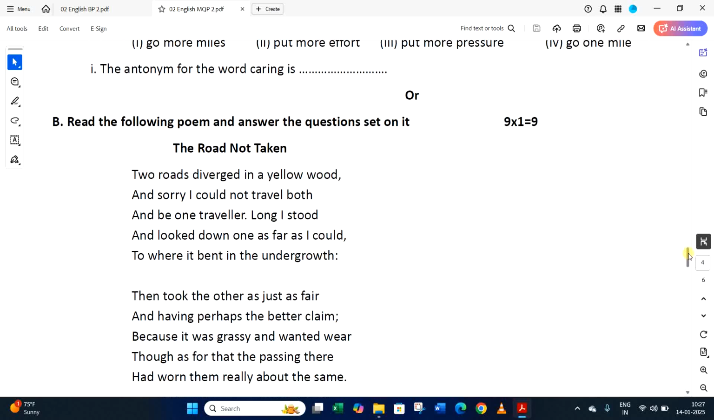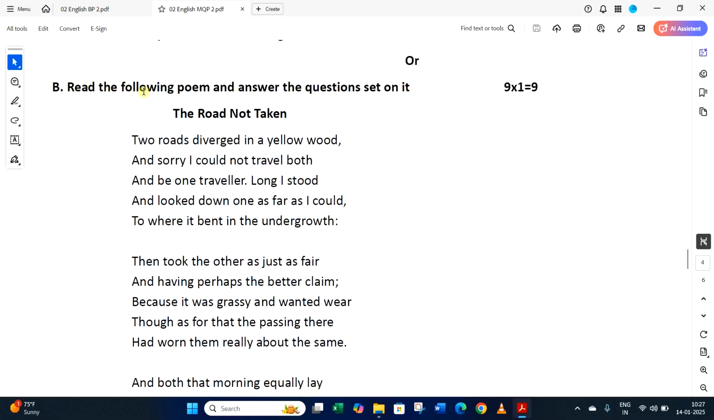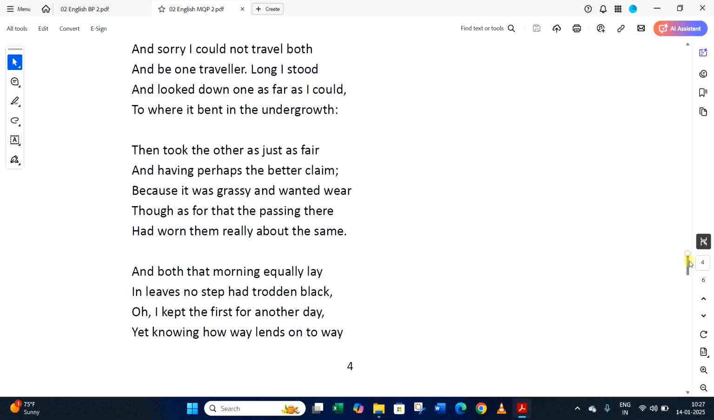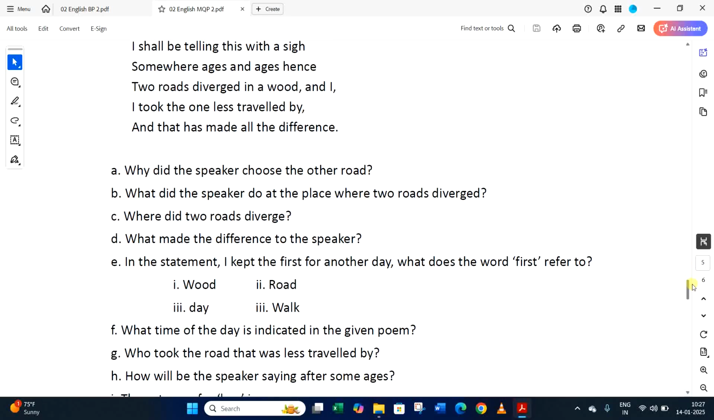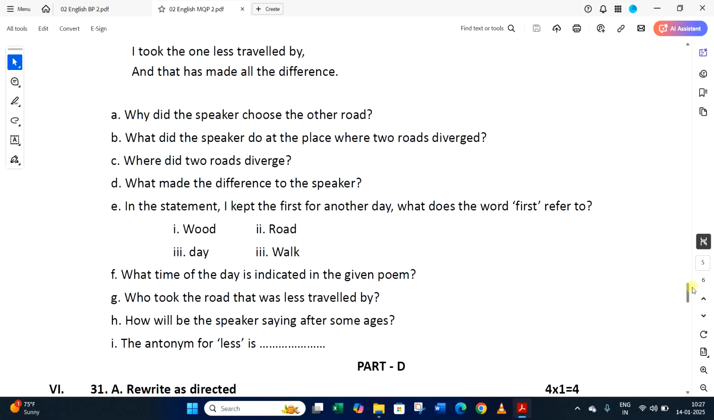In option to that, we have poetry. Read the following poem and answer the questions set on it for 9 marks. Again, we have one more comprehension, my dear students: The Road Not Taken by Robert Frost. We have to read the poem thoroughly, understand it thoroughly, and then go for solving the questions asked on it. You can find here again the same format of asking the questions, A, B, C, D, E, F, G, H, I.